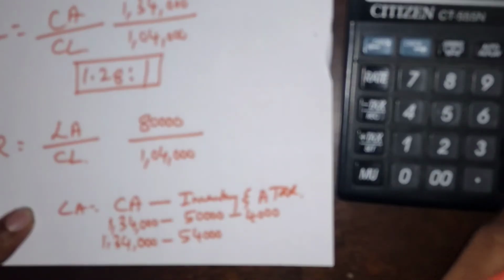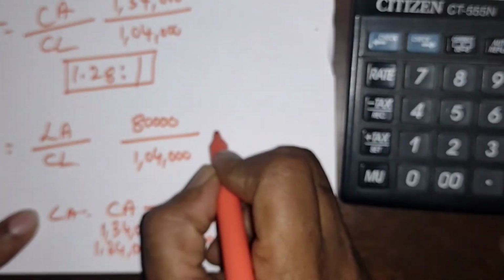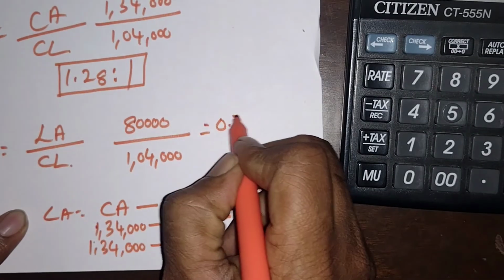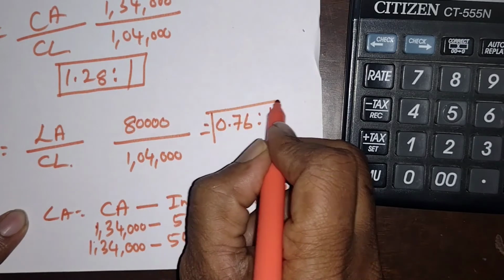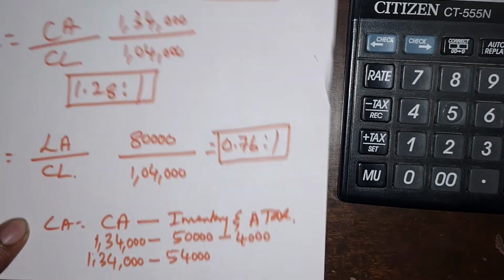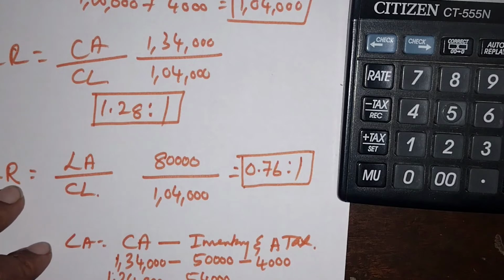So 80,000 divided by 1,04,000 is equal to 0.76:1. That's it about the three problems which have been asked in the examination.